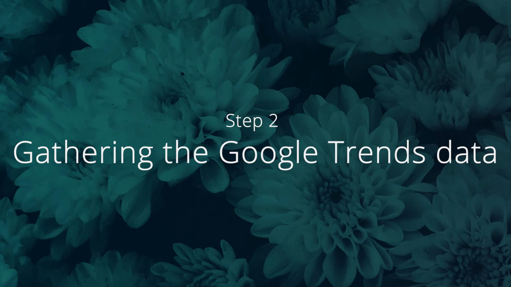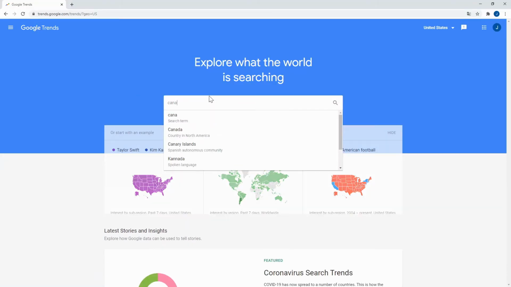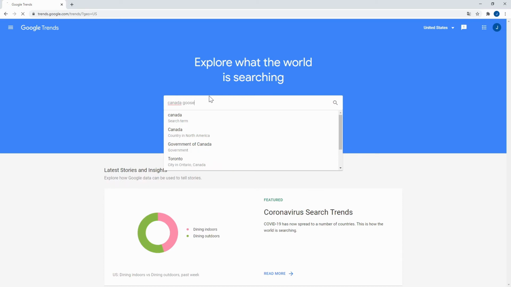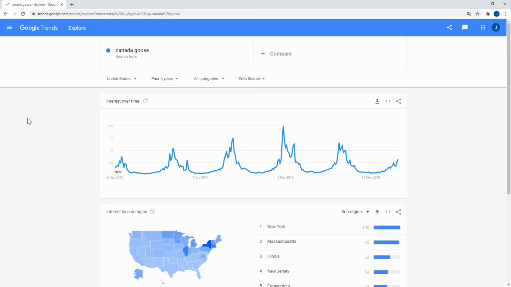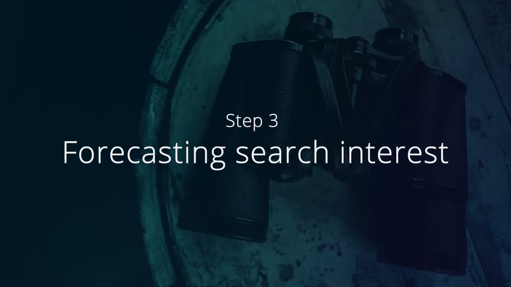Step 2, gathering the Google Trends data. The manual way to do this would be to visit trends.google.com, enter your search query, Canada Goose in this example, and click on this icon to download a CSV file. CSV stands for comma-separated values, and you can see here that the file contains the dates and search interest values separated by a comma.